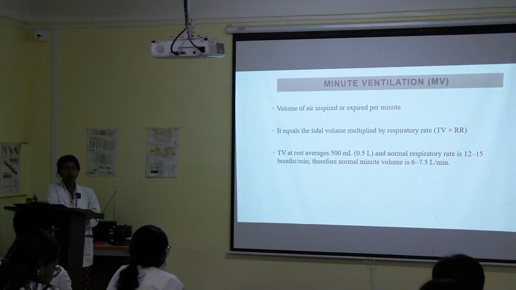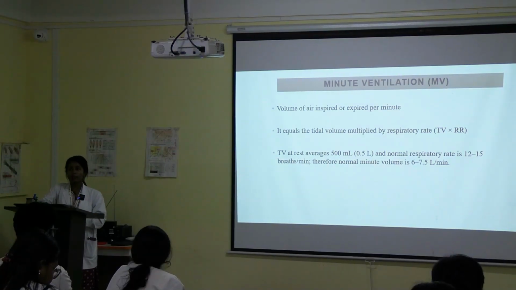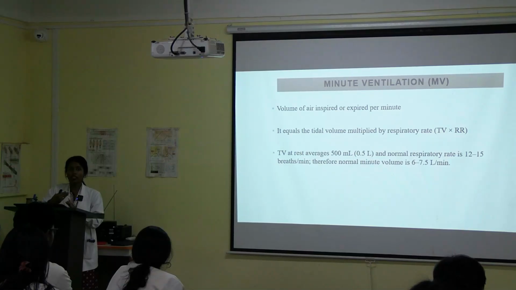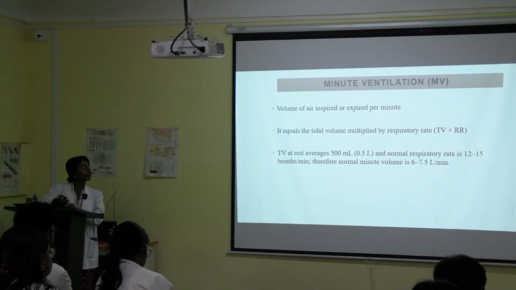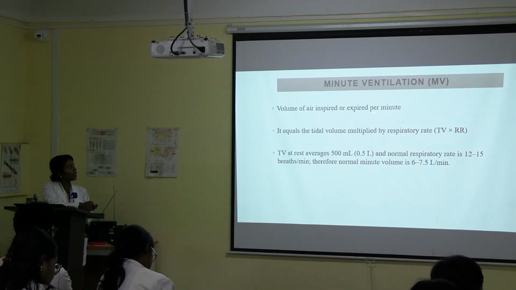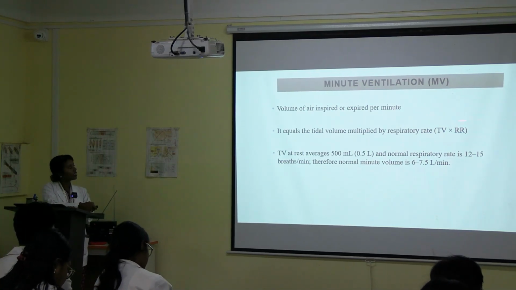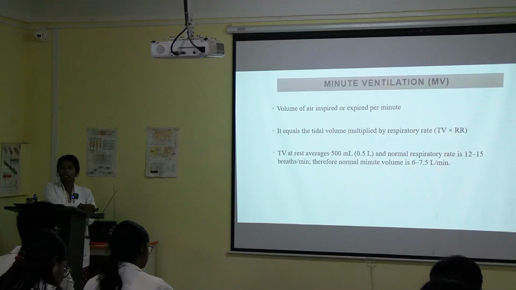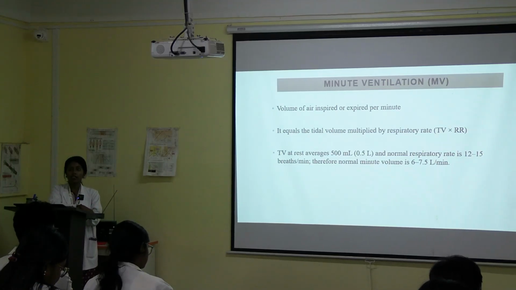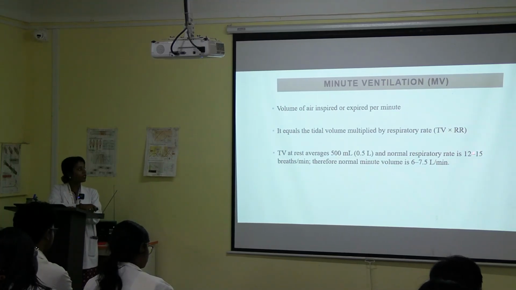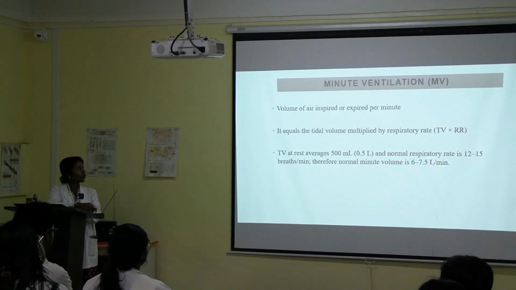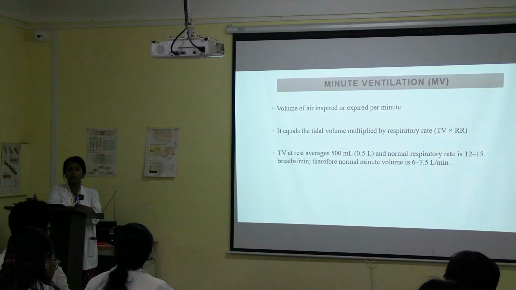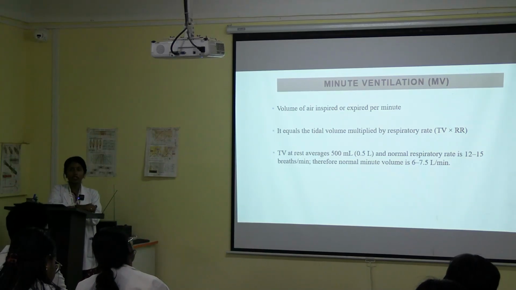Then what is minute ventilation? You already know your respiratory rate and tidal volume. How much tidal volume you are taking in 1 minute, that is your minute ventilation. So it is the volume of air inspired or expired per minute, equivalent to tidal volume times respiratory rate. Tidal volume normally is 500 ml. If your respiratory rate is 12 to 15, you multiply with that. Normally it will come to 6 to 7.5 liters. So that is your minute ventilation.